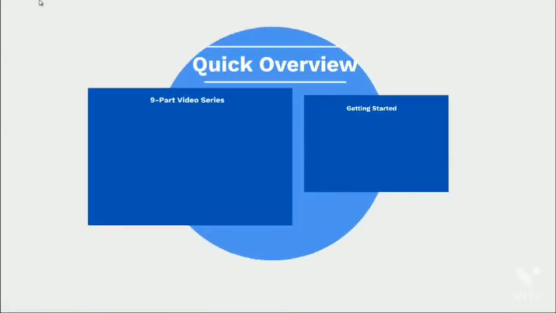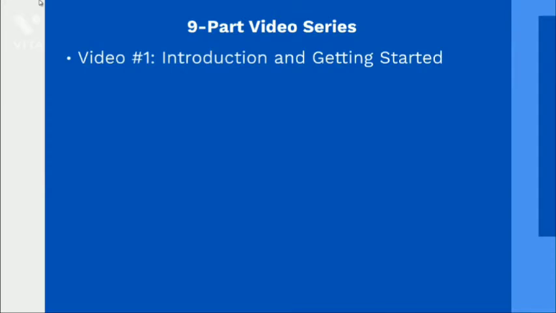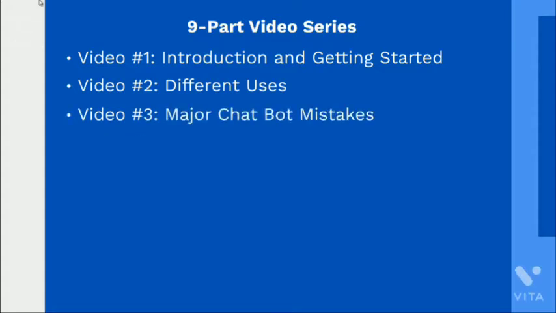All right. So here's a quick overview of what's inside this video course so you know exactly what to expect. And that way you have a better bird's eye view for yourself of the video course. So this is a 9-part video course. Video number 1 is, of course, this particular video here. Video number 2, we're going to talk about the different uses of chatbots. That way we can get your brain jogging so you have different ideas, different avenues, different pathways that you could potentially go towards. Video number 3, we'll talk about major chatbot mistakes that we have noticed over the years.